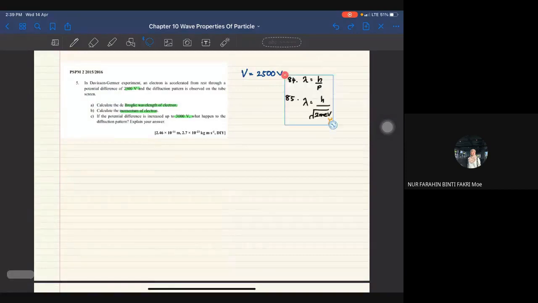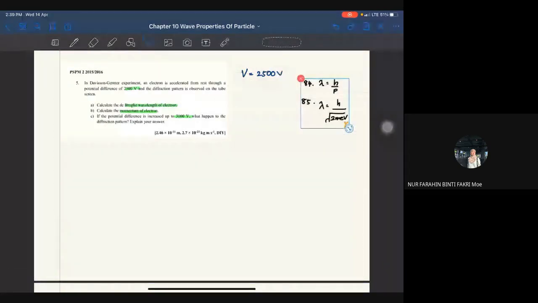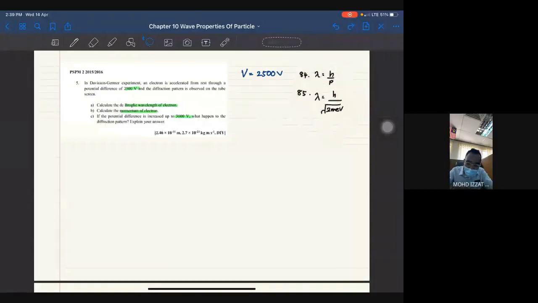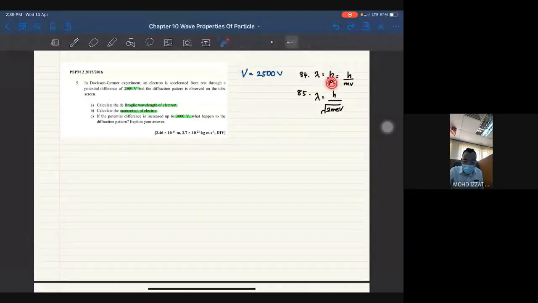Okay, and we put it over here. So equation 84 tu we can expand a little bit. It becomes mv. Okay, tapi v ni since this one is a momentum, so this one is m mass multiplied with the velocity. But here they give you the potential difference. So you have to use the 85. Okay, it's very neat. So equation 85, you can use that one.